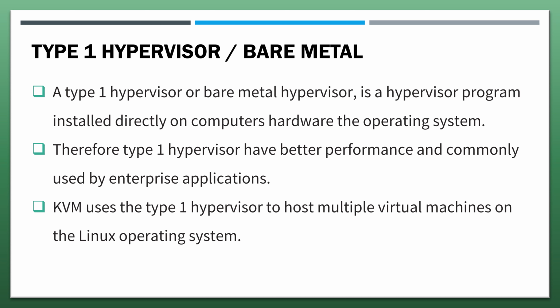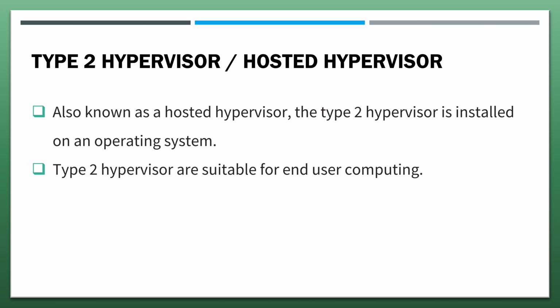A type 1 hypervisor or bare metal hypervisor is a hypervisor program installed directly on computer's hardware, not the operating system. Therefore, type 1 hypervisor have better performance and commonly used by enterprise applications. KVM uses the type 1 hypervisor to host multiple virtual machines on the Linux operating system. Type 2 hypervisor, also known as hosted hypervisor. The Type 2 hypervisor is installed on an operating system. Type 2 hypervisor are suitable for end-user computing.